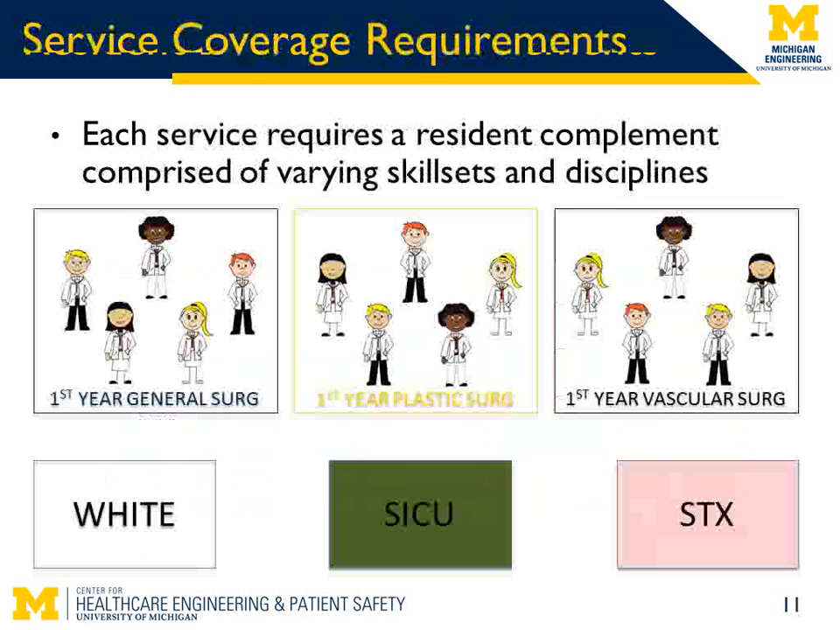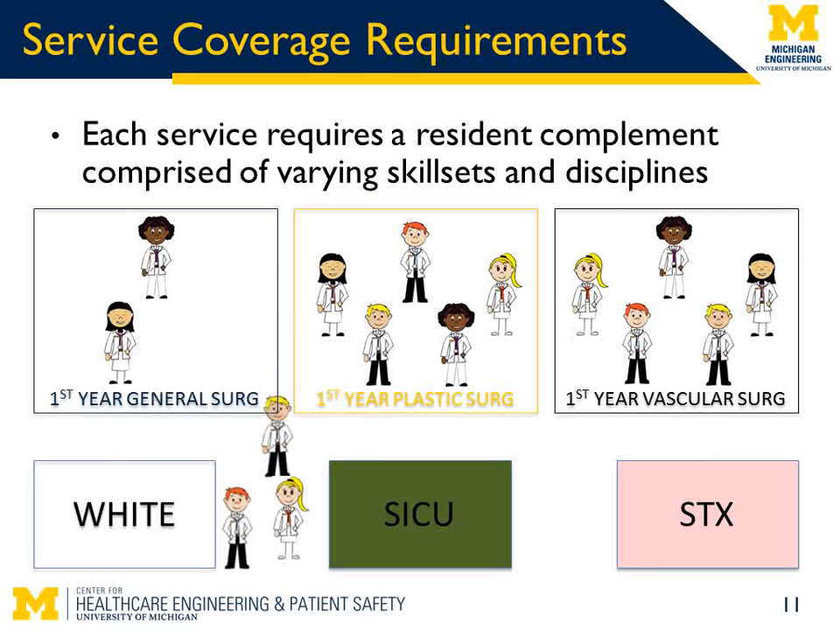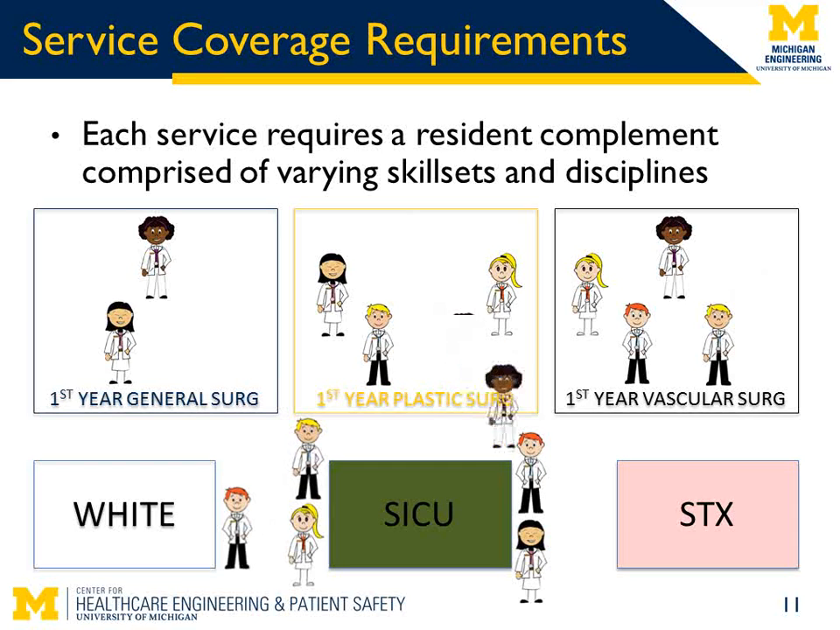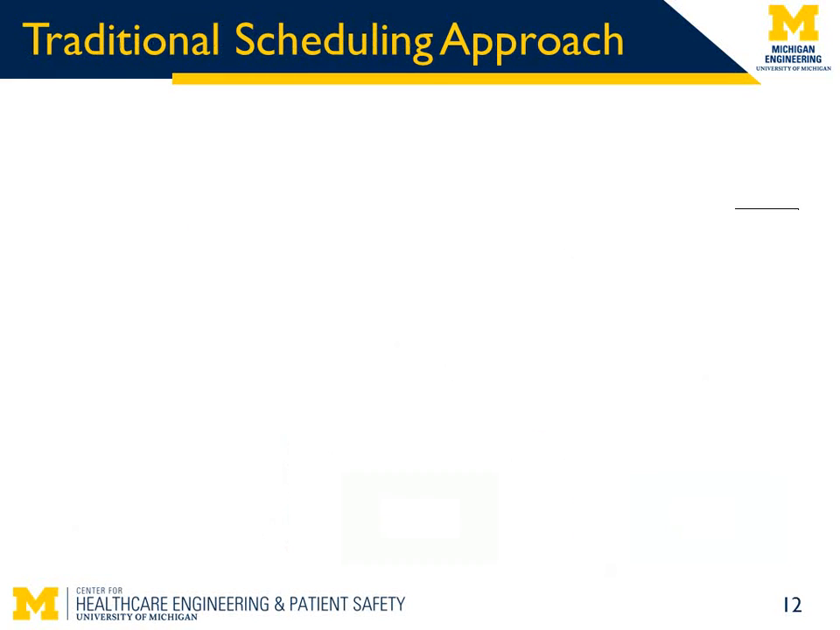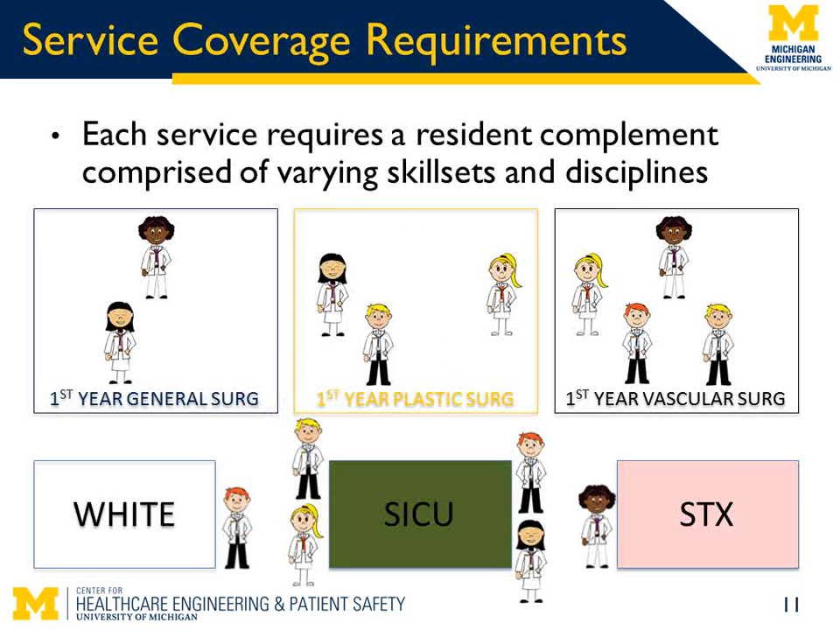So again, each service requires a different resident complement. Some services require 1 resident or 2 residents. Others may require 6. And it's also a different year. Some you may have 1 year of the general surgery residents. I guess here on the white service, you can have in the SICU multiple ones. We'll go back. But it varies in terms of where you're going to put everyone, and it actually does become somewhat of a complex scheduling issue.